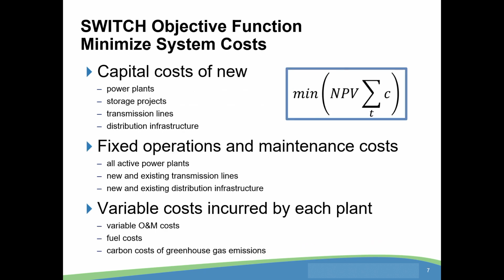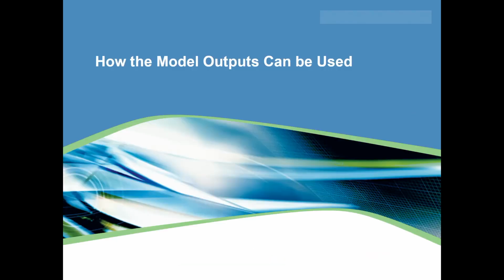So the objective of the switch model is to minimize costs. So it's trying to minimize the net present value of all the costs associated with the electrical grid. So that includes capital costs of new investment in power plants, storage projects, transmission and distribution lines, as well as the costs associated with fixed operation and maintenance of all that infrastructure, as well as variable costs that are incurred by each plant. And so those could be variable operation and maintenance costs, as well as fuel costs. And this is an opportunity that you can integrate a carbon tax, and that could also become a variable cost associated with specific power plants.